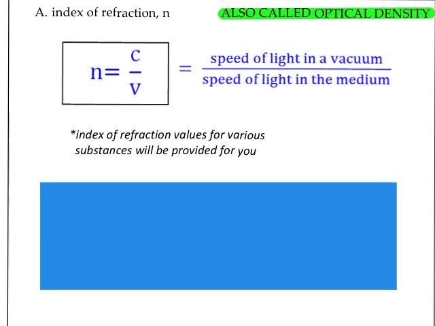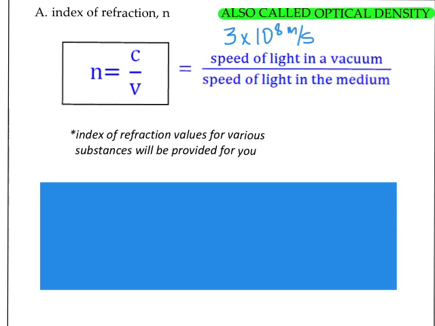For our formula for index of refraction, we're going to use a lowercase c divided by a lowercase v. The lowercase c is the speed of light in a vacuum, and this number is a constant. It will always be 3 times 10 to the 8th meters per second. That's a number you might want to memorize.